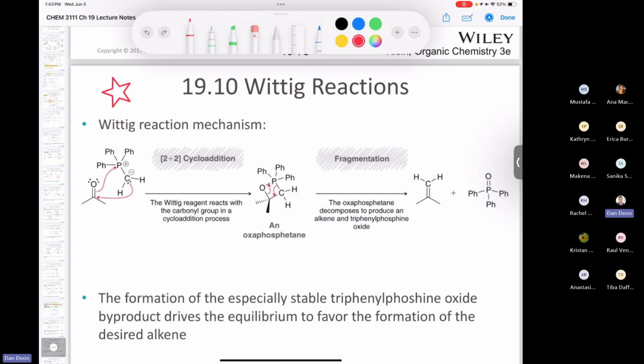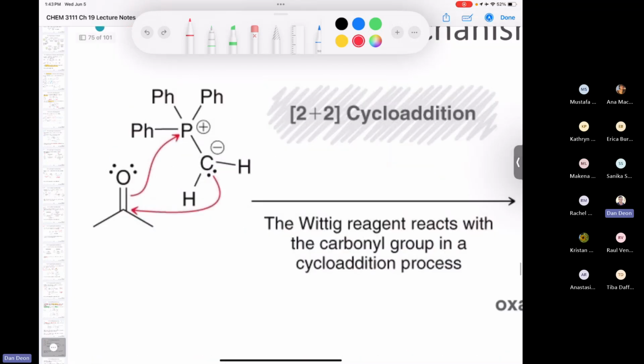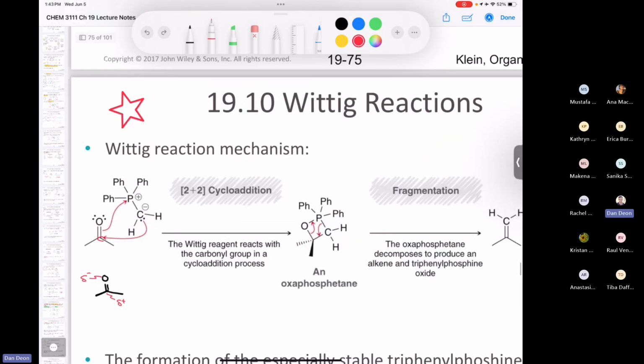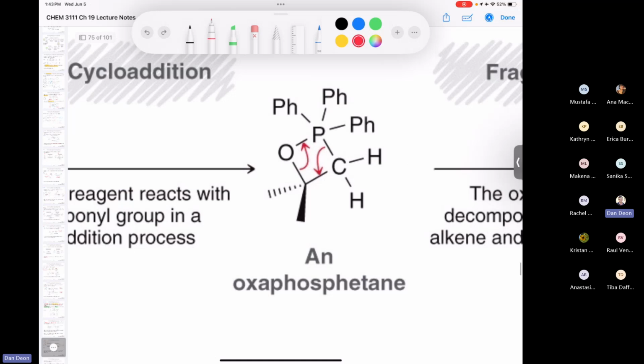Now the carbon in the ylide has a negative charge. And you guys know that if we look at the carbonyl in detail, the carbon is delta plus and the oxygen is delta minus. So it makes sense that the negative charge on the carbon, the lone pair on this carbanion, is going to attack the electrophilic carbon, right? This carbon right here, okay? And then instead of taking these electrons and putting them on top, we take them and we make a bond with the phosphorus. So it's a 2 + 2 cycloaddition, and we end up with a 4-membered ring, right?